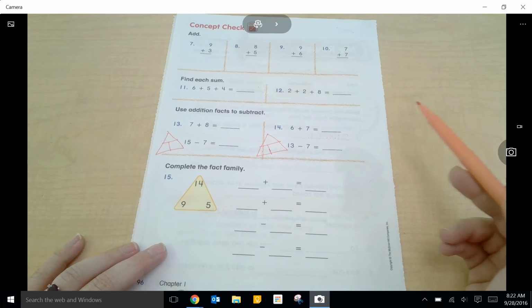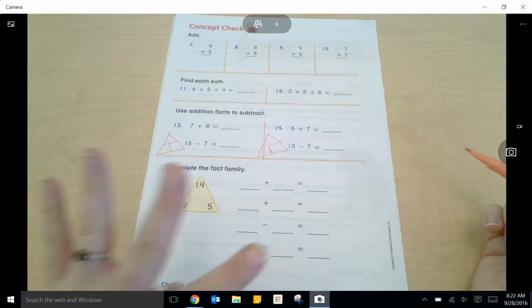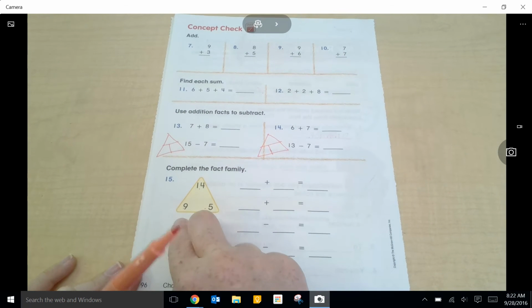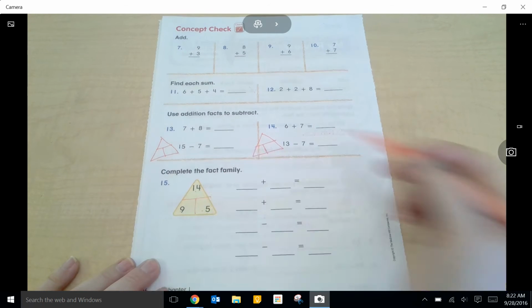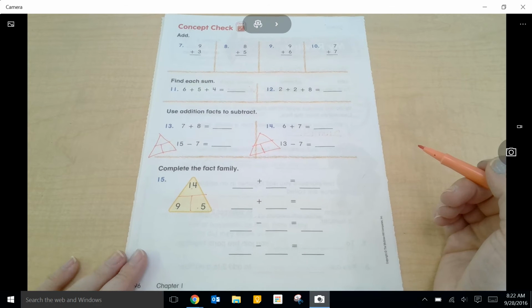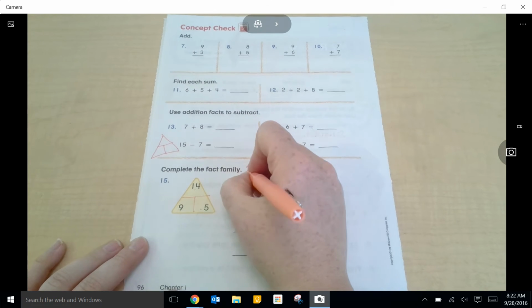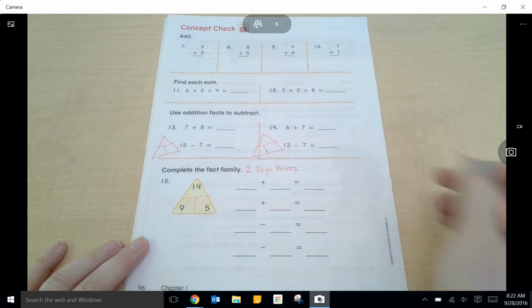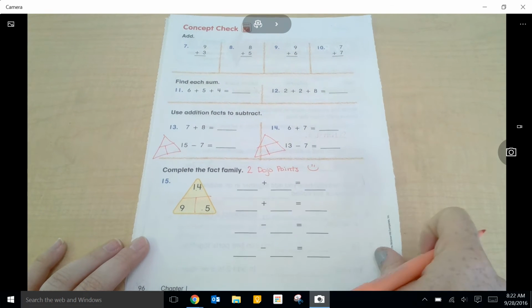For number 15, it shows you a fact family with 3 numbers. You have to come up with 4 number sentences. Remember, you always switch your parts around, the bottom 2 numbers and your triangle. You switch your parts around, your whole will stay in the same place for addition or the same place for subtraction. Let's see who gets that right. This one's going to be worth 2 dojo points if you get it right when I check it. Ooh, that's so exciting. Okay, pause the video, finish this page.